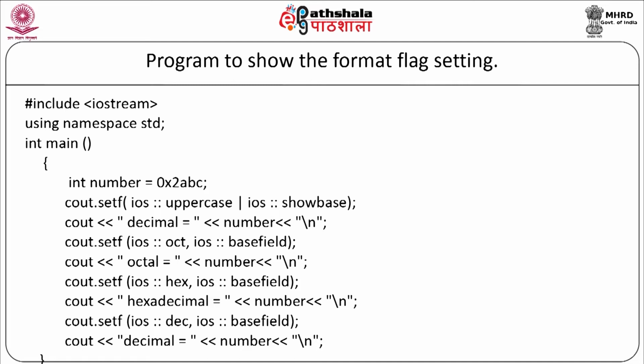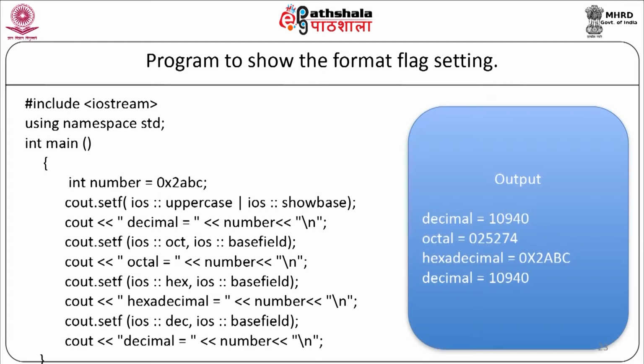When the above code is compiled and executed, it will produce the result as decimal equal to 10940, octal equal to 025274, hexadecimal equal to 0x2ABC, which will be displayed in capital letters, and decimal equal to 10940.